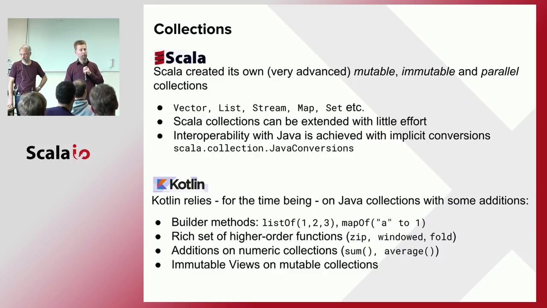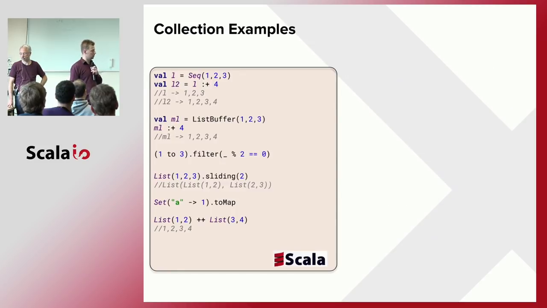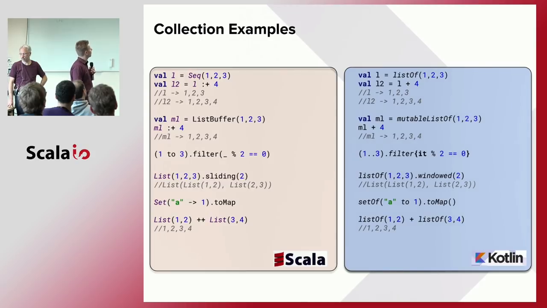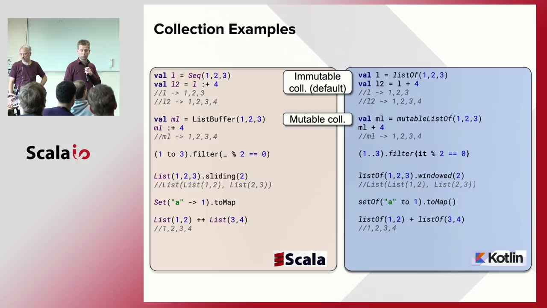And what they did do in Kotlin is they chose to implement the immutable collections by using sort of a facade, or the views as they call them, that just take a list and only expose all the immutable methods on it. So let's compare. Here we can construct a list, we can append to it, and if you append to it, you get a new one. We can also do mutable lists where you can just add to a list.